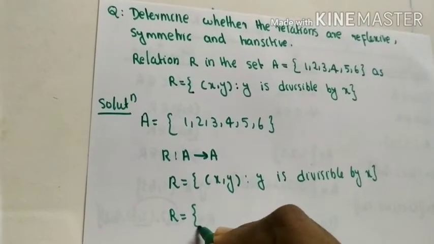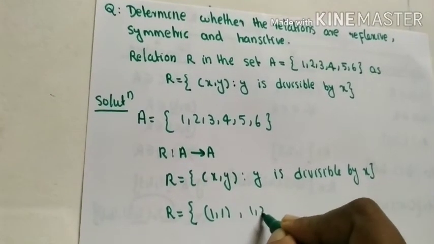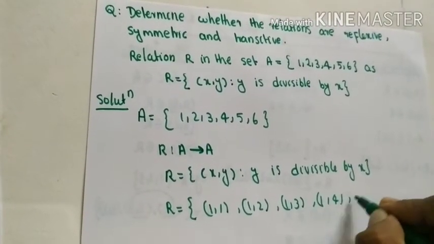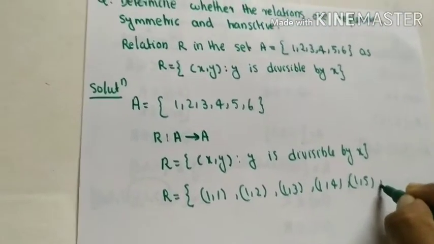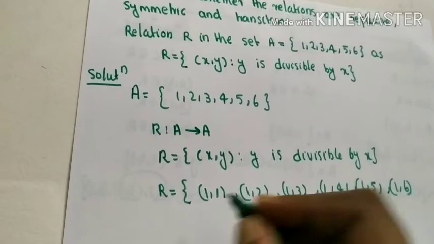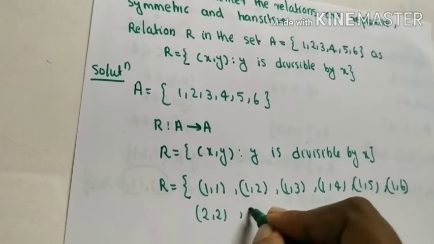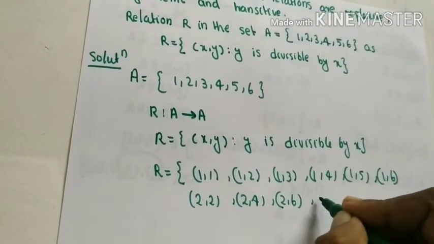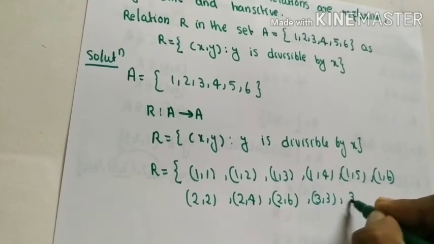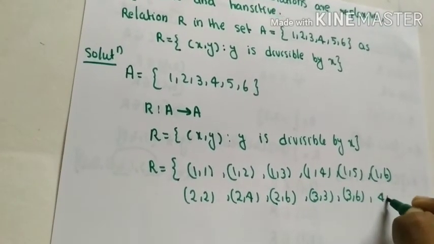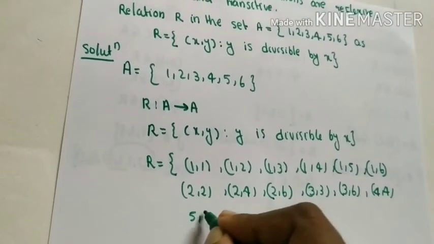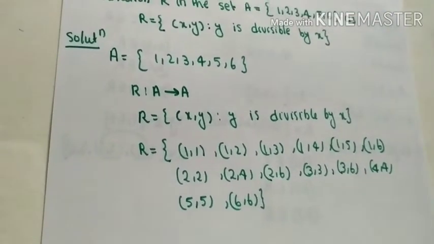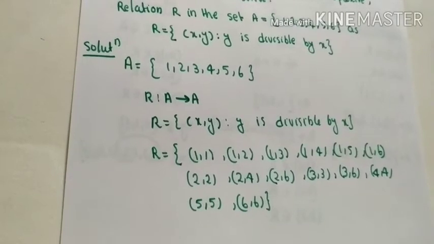So first of all, let's write all the pairs of the relation. Our relation will be (1, 1), (1, 2), (1, 3), (1, 4), (1, 5), (1, 6), (2, 2), (2, 4), (2, 6), (3, 3), (3, 6), (4, 4), (5, 5) and finally (6, 6). Okay. So let's check it for reflexive.